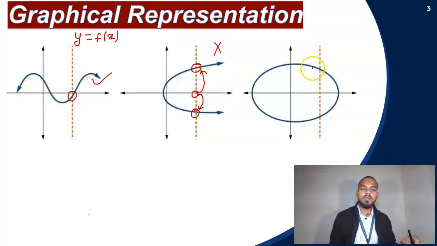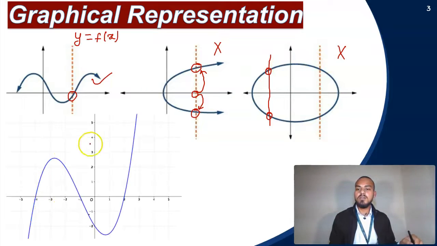You can also check for these curves. If you draw any perpendicular line on the x-axis, then you can see that this perpendicular line cuts this curve twice. That means here is also not a unique association. It means this curve is also not a special type of relation. That means this is not a function.